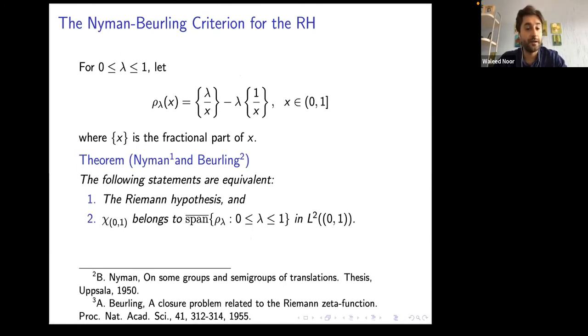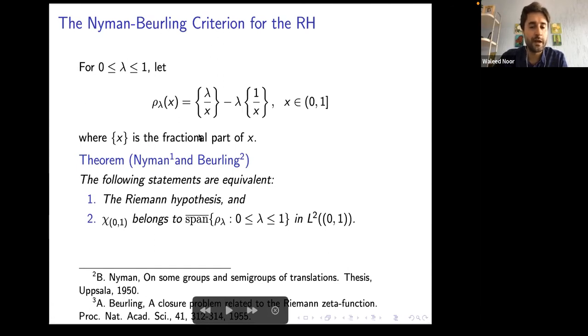So in 1950, Nyman, a student of Beurling, worked on a particular reformulation of the Riemann hypothesis in terms of Hilbert spaces. This is probably the first such reformulation. And so what he proved was that suppose lambda is any real number between 0 and 1, and let rho lambda be defined as such. So these brackets are the fractional part of lambda divided by x minus lambda multiplied by the fractional part of 1 over x. Okay, so these are functions. These are real functions. In fact, I believe they're positive also.